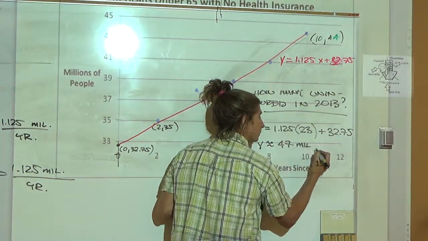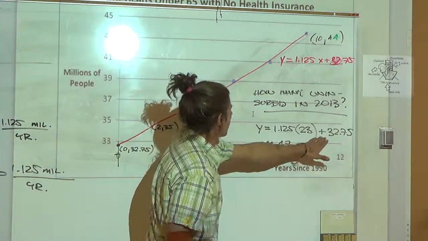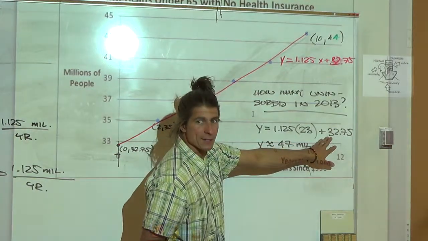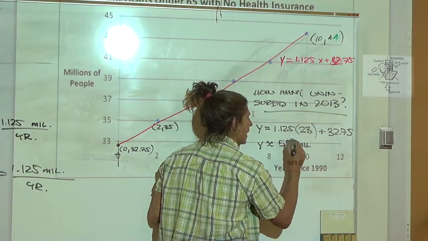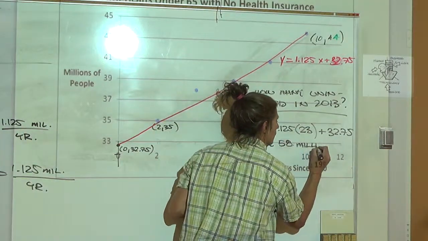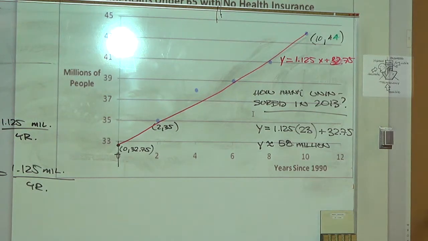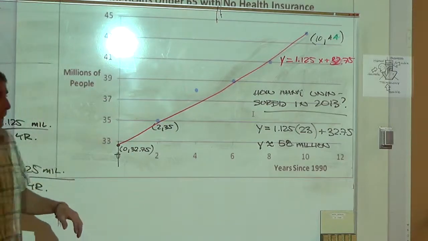About 47. No, wait a second. That's not what I got. Was that what you guys are getting? It's got to be at least 23. I got 56, 57, 58. That's better. Thank you. I put 13. That's okay. 58 million. I'll call it 58. Thank you, guys. Should be about 58 million uninsured.